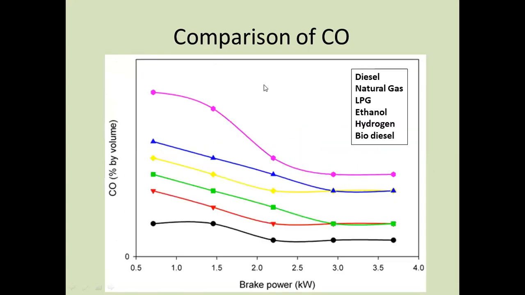So next slide, we can discuss the carbon monoxide emission. Carbon monoxide emission is also increasing at low load conditions. It is lower for diesel, but for the other fuels the carbon monoxide emission increases at lower load. But at full load condition, the carbon monoxide emission is drastically reduced because of better combustion in the internal combustion engine.